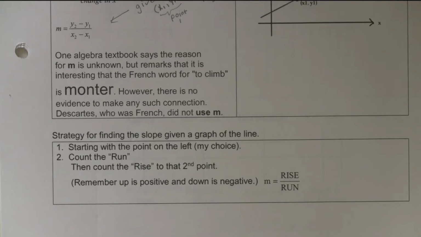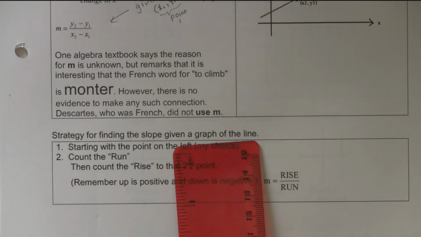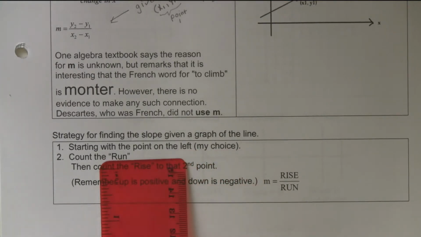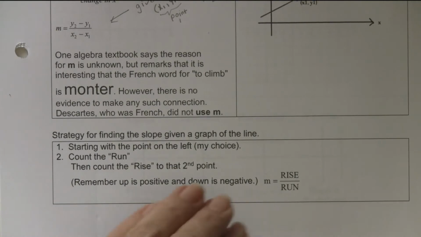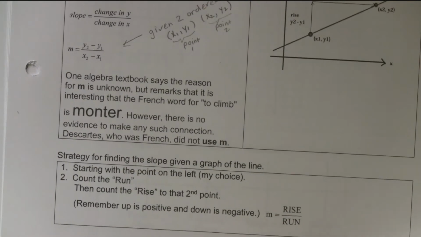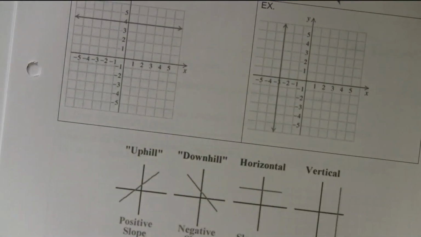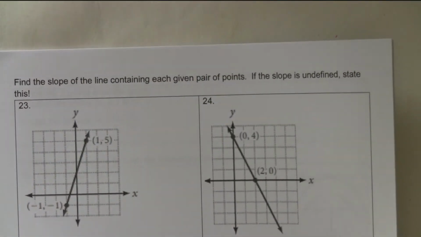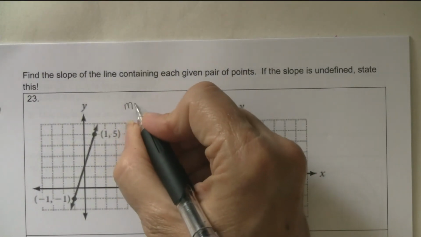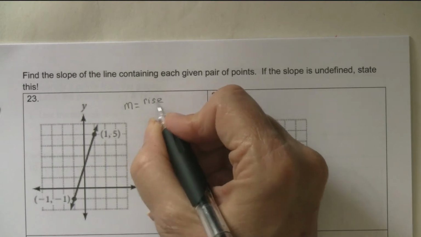You can start counting your rise first, or you can start counting your run first. It is a little easier on counting if you start with the point on your left, so that's my choice. I was taught by my algebra teacher, Mr. Heater, to count the run first, so I count the run first and then the rise second. But it does not matter at all which one you start counting first, and I'll show you that. Okay, so we're going to give a try to these problems. The slope is the rise over the run.